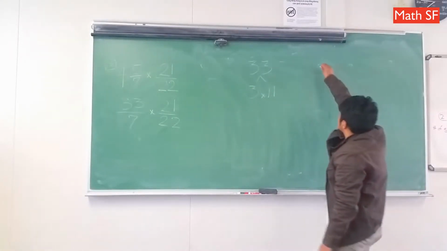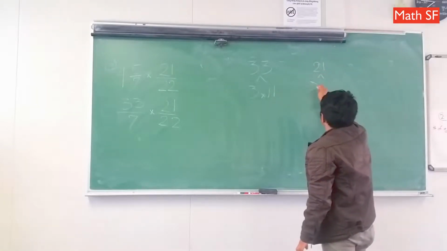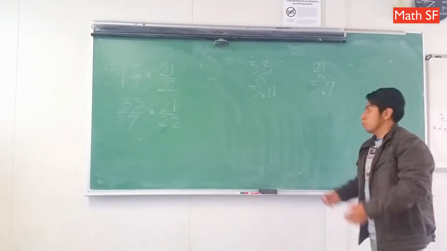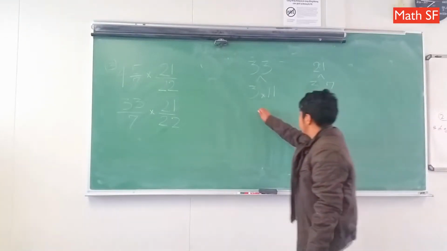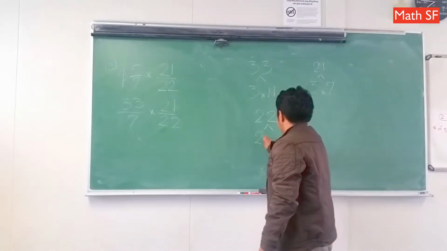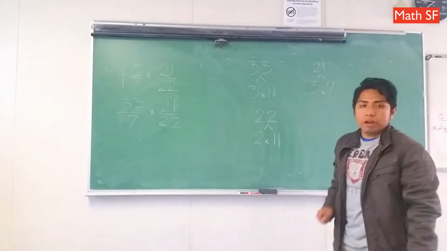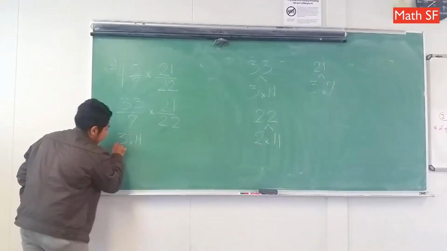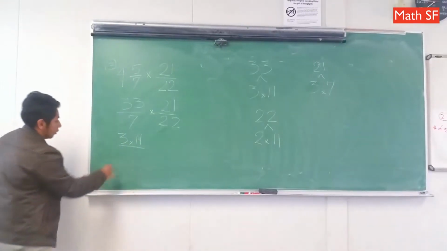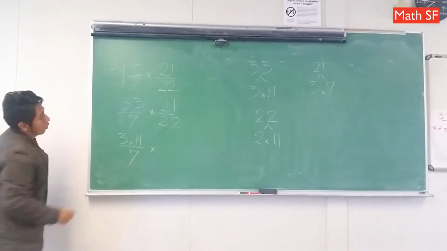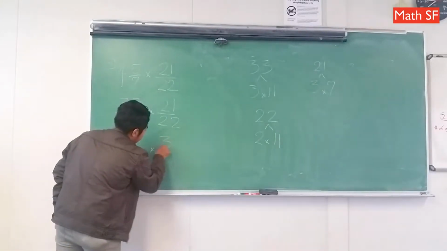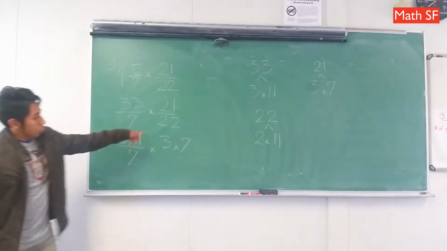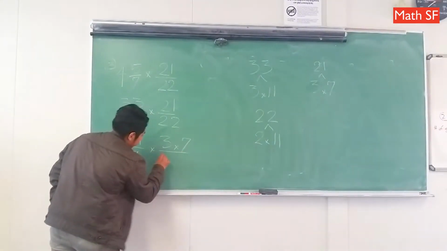That 21 is 3 times 7. That 7 is a prime number, so just leave it like that. The 22, it's 2 times 11. So instead of writing the 33, what am I going to write? I'm going to write 3 times 11. Instead of writing the 7, I'm just going to write the 7. Instead of writing the 21, it's the 3 times 7. Recall that the 7 is a prime number. That's why we couldn't break that number down. So 22 is 2 times 11.